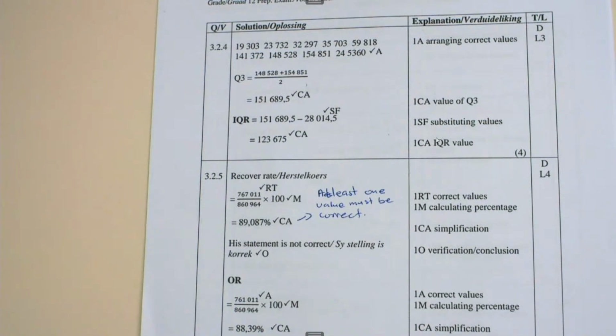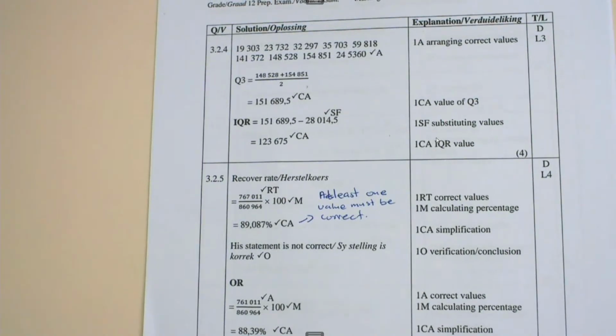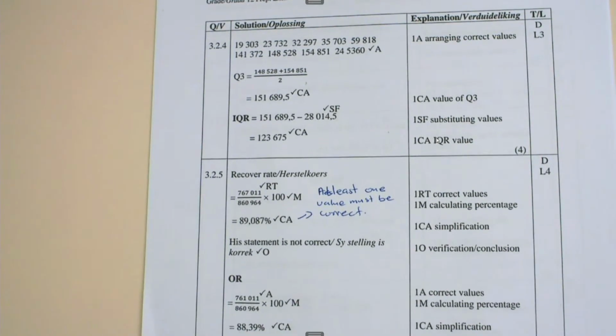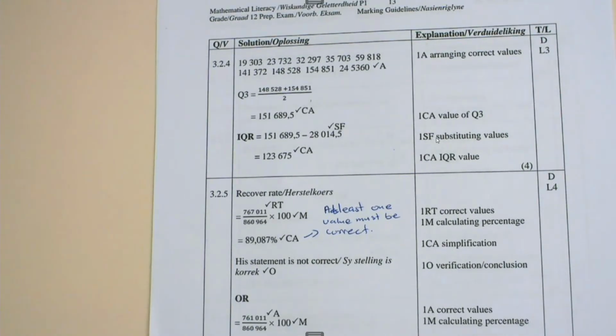Now let's look at the marks. 1 mark for arranging correct values, and then 1 CA for value of Q3. For substituting correct values, 1 mark, and then you see the IQR value.